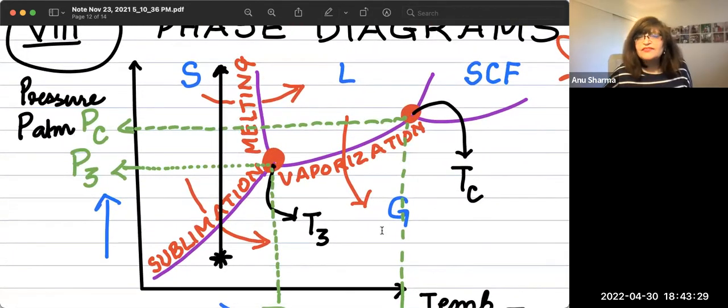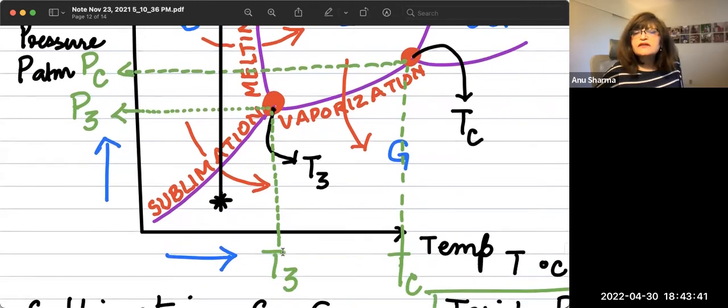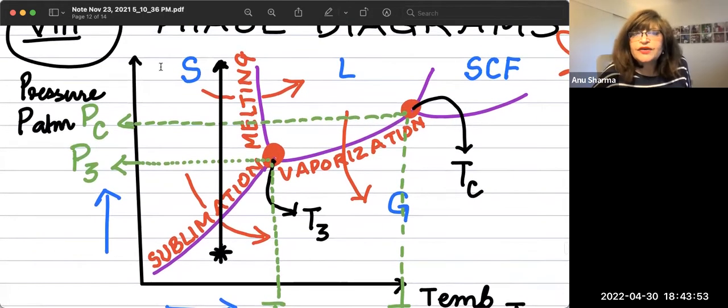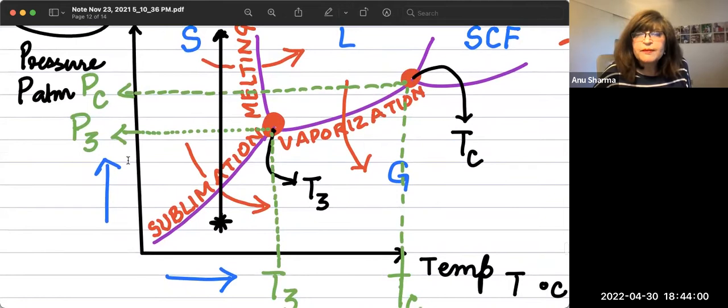Next, if you look at this red dot, what is this? This red dot is T3, the triple point temperature, and P3 is the triple point pressure. So what is the triple point? The triple point is where the solid, liquid, and gas coexist. Right at that temperature and pressure, the three states of matter can coexist.